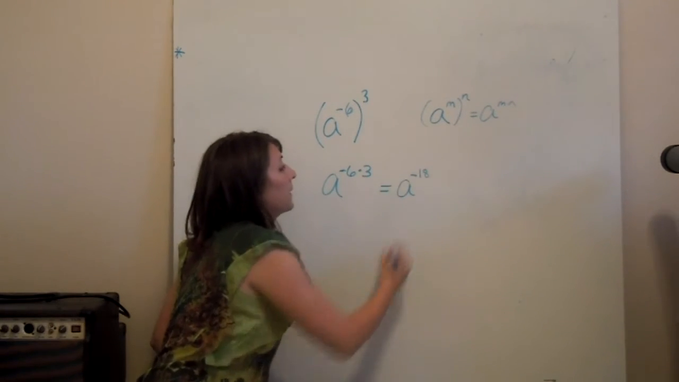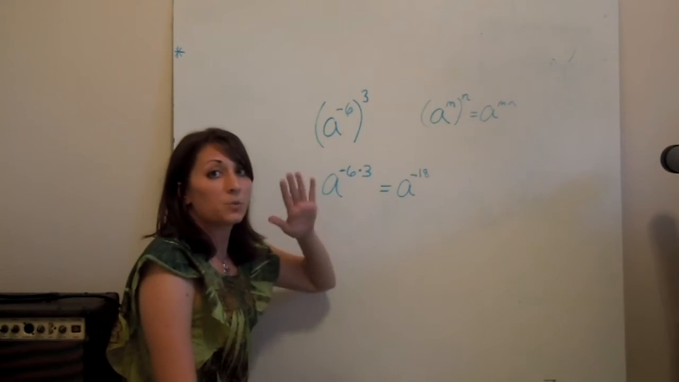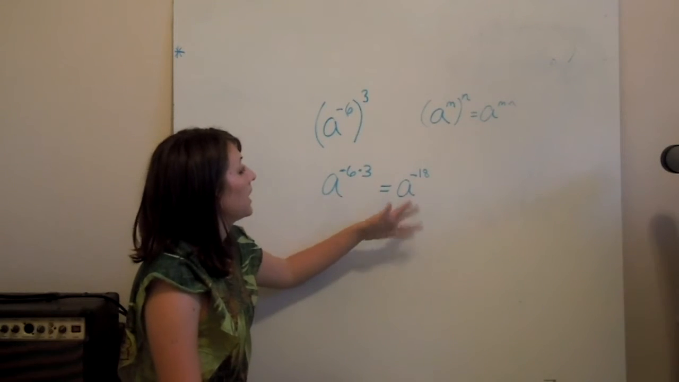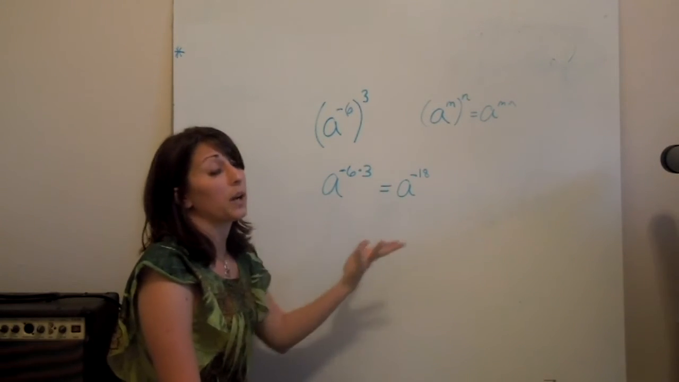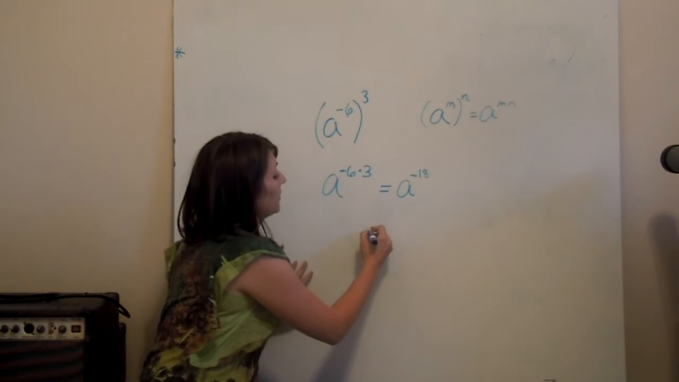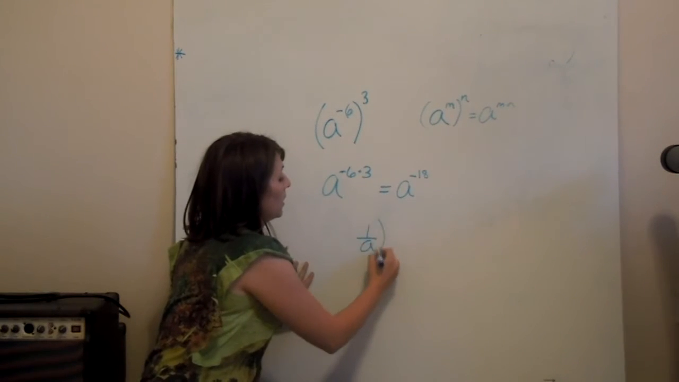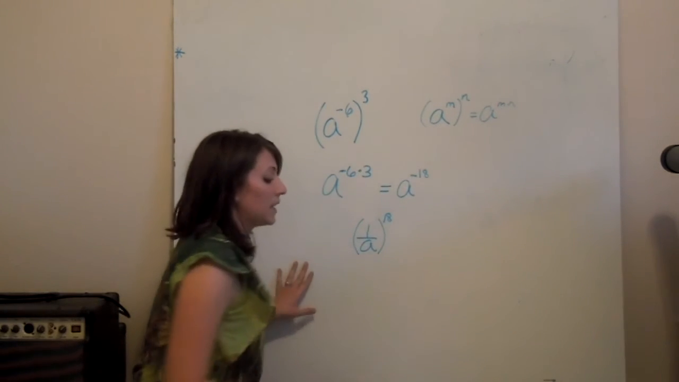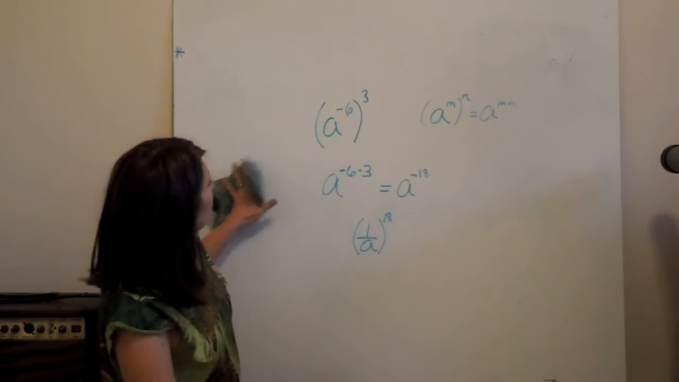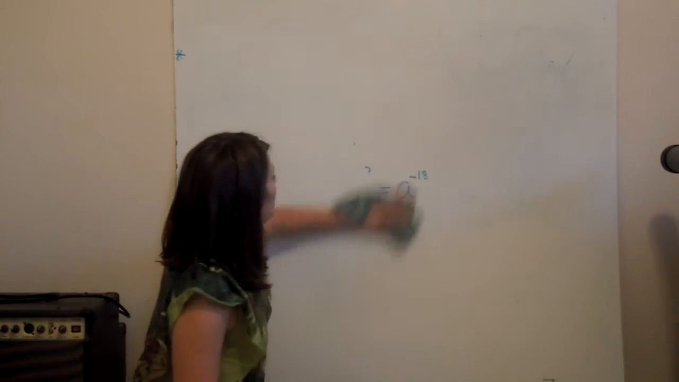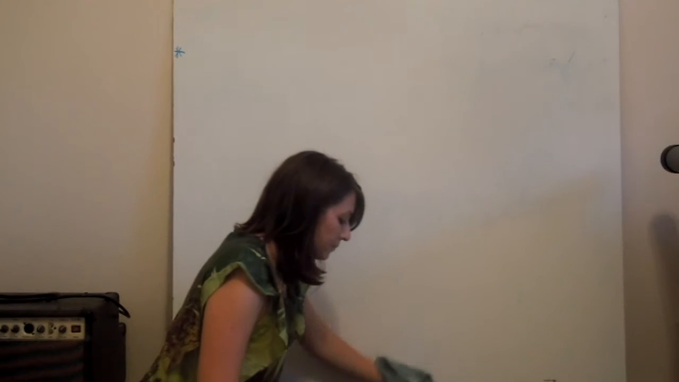Now, we're not done simplifying yet, because our first definition that we learned was that anything raised to a negative power, we need to rewrite with a positive power. So we write the reciprocal of a, which is 1 over a, and now we can raise that to the positive 18 power. So that is an example of the power-to-power rule.